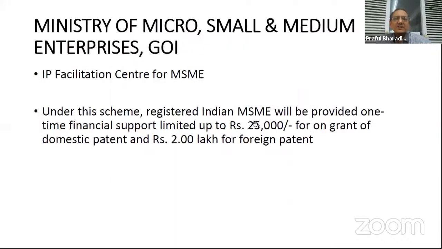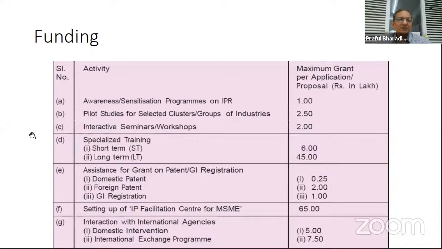Under this scheme, registered Indian MSMEs will be provided a one-time financial support limited up to rupees 25,000 for a grant or domestic patent and rupees 2 lakhs for a foreign patent. So this is also a good facility which is extended by the IP Facilitation Center of MSME. Funding is also given. There's a list of things which are available over here, where what type of activity and how much grant is available. This is for MSMEs. So there's a lot of focus on MSMEs because they are large in number and they have a good capacity of generating IPR.